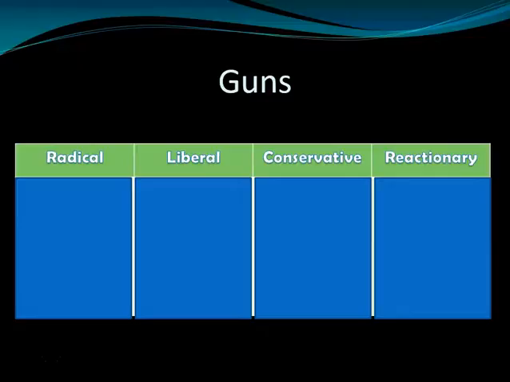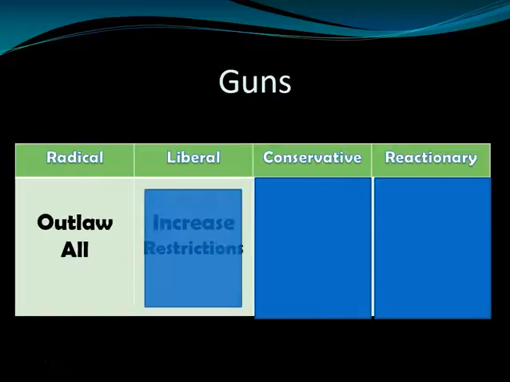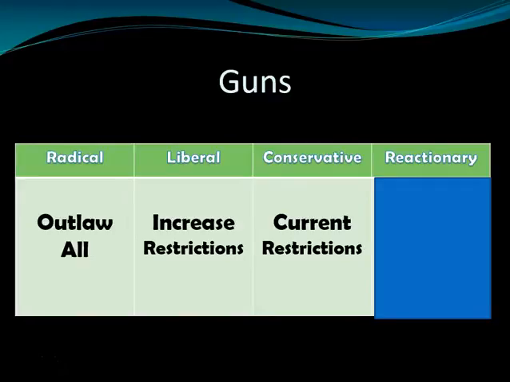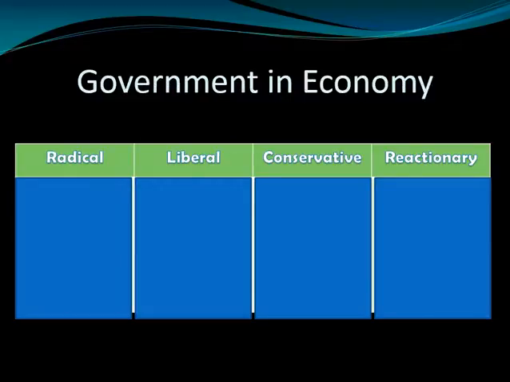When it comes to guns, radicals would say there should be no guns. We need to ban all guns in all situations. Liberals would say that there should be more gun control measures put in place. It should be harder to get a gun, but still you have the right to own a gun. A conservative, a true conservative, would say status quo, keep the current system for buying and purchasing a firearm. And a reactionary would say that there should be no restrictions on guns, that everybody has the right to own a gun no matter what.